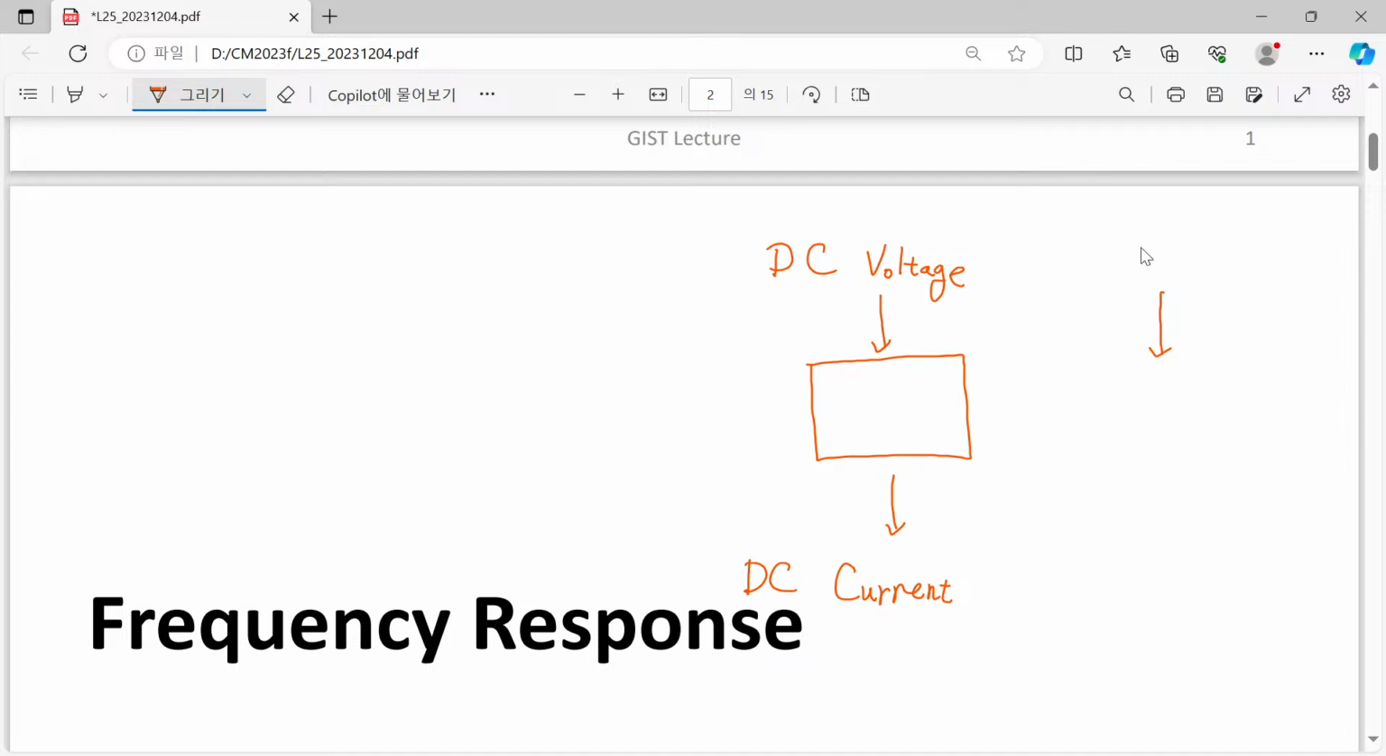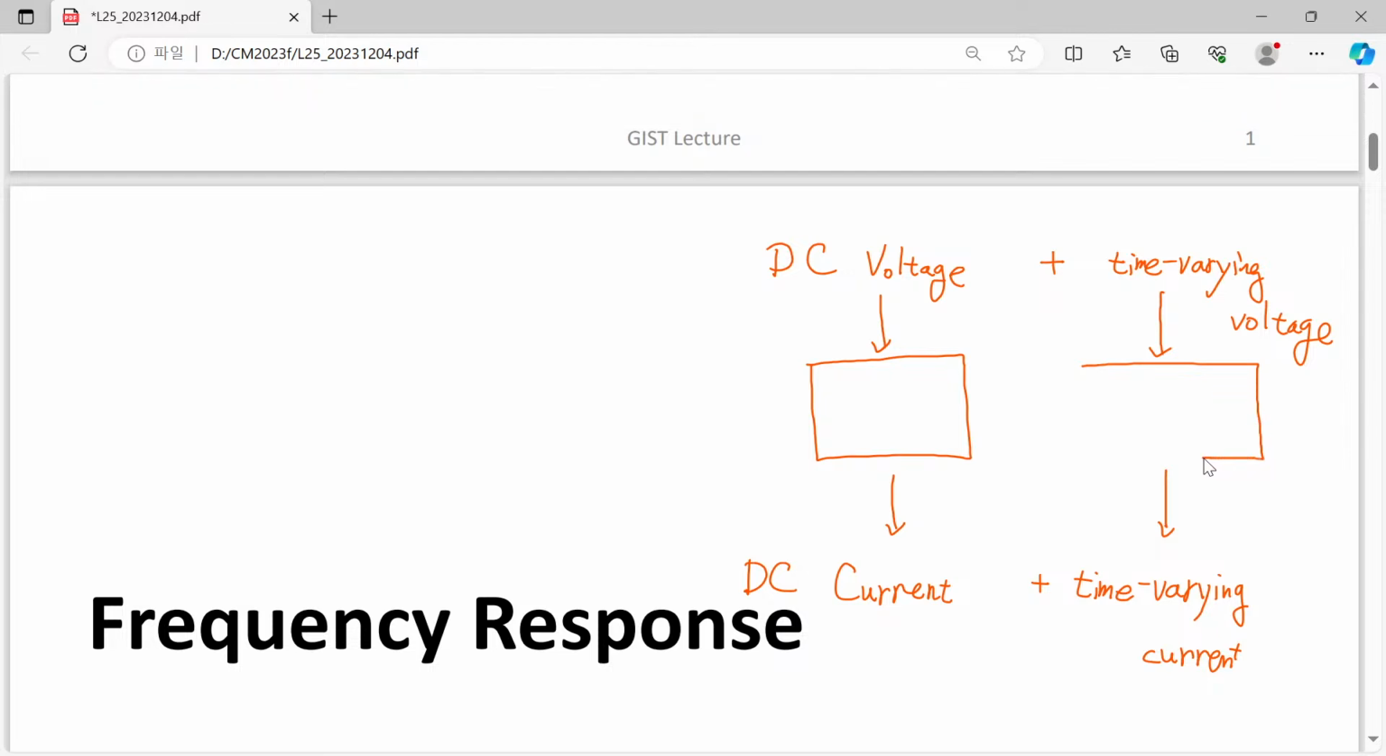However, now think about this one. Your entire input is no longer given by this DC voltage, but also a time varying voltage. Then what will happen? Your output current will also contain what? Also contain DC current and also time varying current. Then you can understand the relation between this time varying voltage and time varying current can be found.